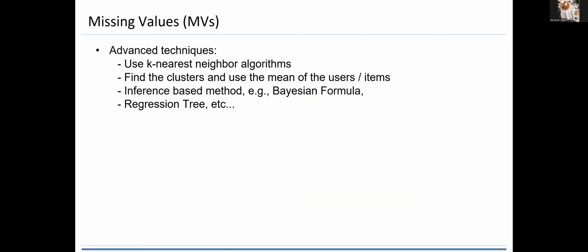There are many other advanced techniques like k-nearest neighbor, or we can also find the clusters and use the mean of the user or item, or some other kind of method like the Bayesian formula, or we can use the regression tree. But I will not discuss those details. If you have interest in this data preprocessing, you can also search for those research topics.